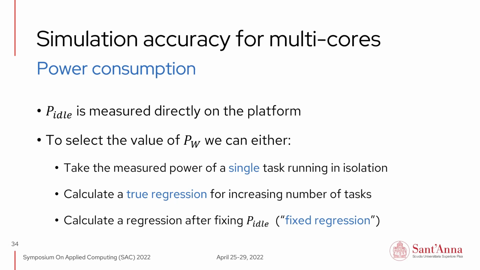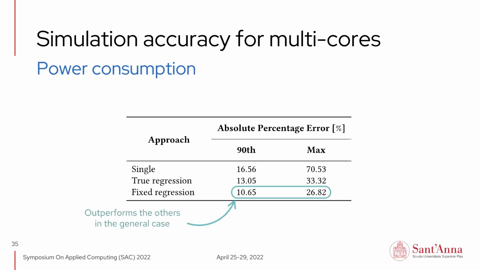That can be done over an increasing number of parallel tasks, from 0, so when the whole island is idle, up to n per island depending on the number of CPU cores. We can also calculate it as the slope that minimizes the overall error from no tasks to n tasks per island, after fixing the constant term of the regression to the idle power for no tasks running on the system. Among these approaches, the last one proved to be the most effective overall, achieving about 10% error up to the 19th percentile.